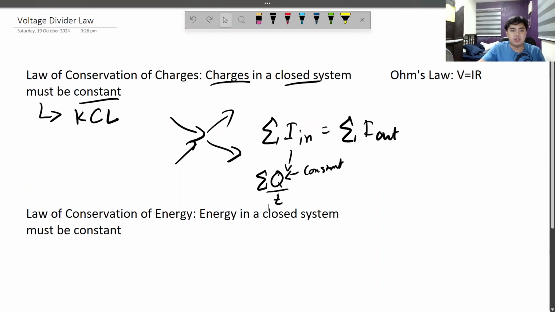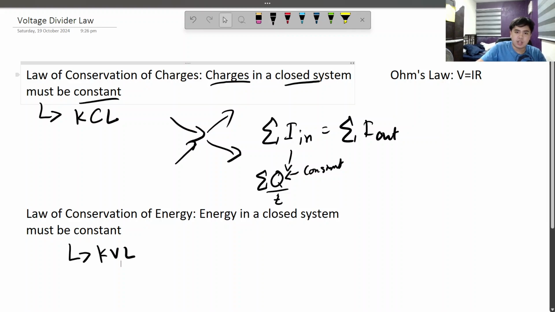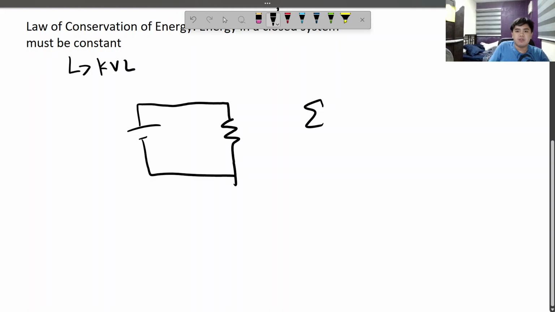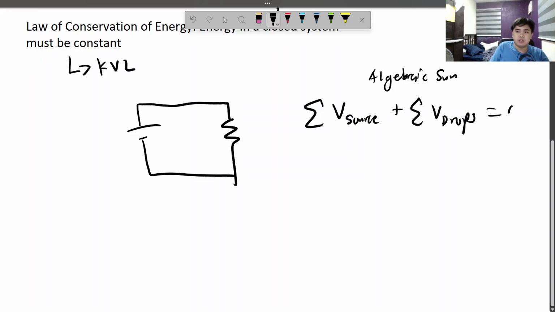The next one is the law of conservation of energy, which leads to Kirchhoff's voltage law, which states that in a circuit like this, specifically a resistive circuit, you have a voltage source and you have something that causes voltage drop. The sum of all voltage sources plus the sum of all voltage drops, this is what we call the algebraic sum, and the algebraic sum is essentially taking the signs into account, should be equal to zero.